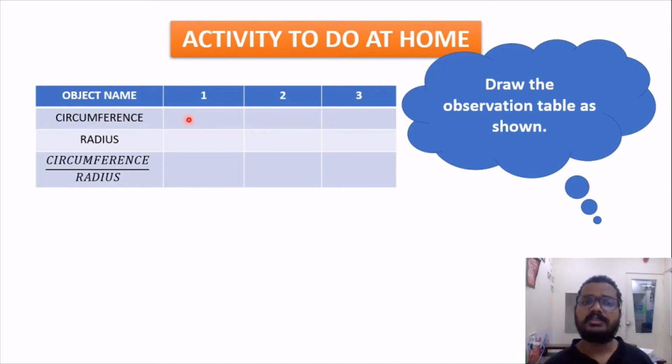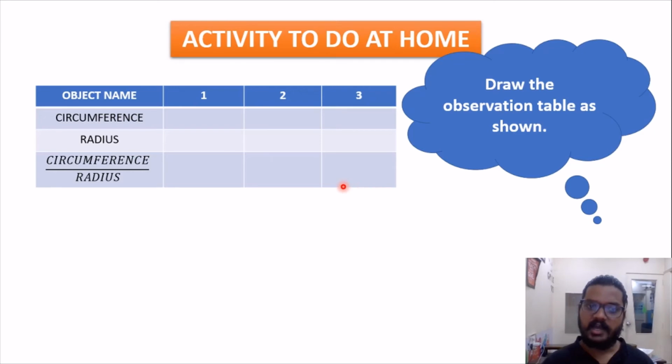Write down what was the circumference you got for that object. Write down what was the radius you got from that object, and then divide the circumference with the radius. Okay, you can use a calculator or you can do a division by yourself. Get a decimal value. Now once you get this, then proceed further. So pause the video right over here, calculate this, and then go ahead in the video.